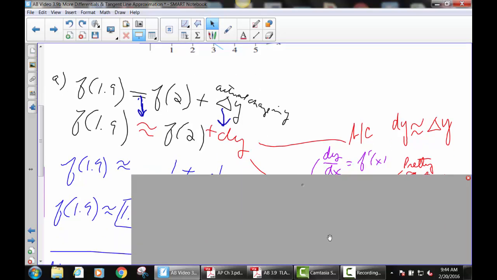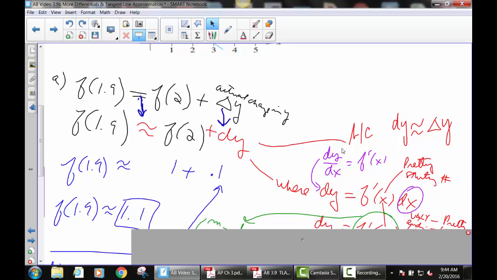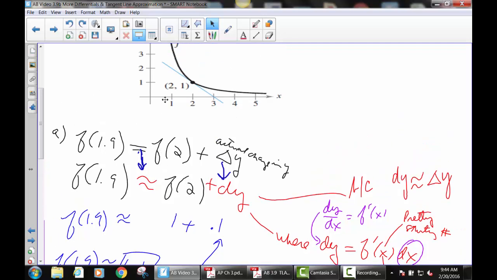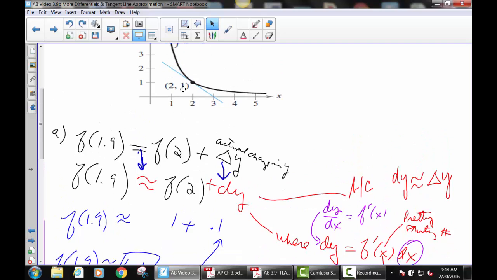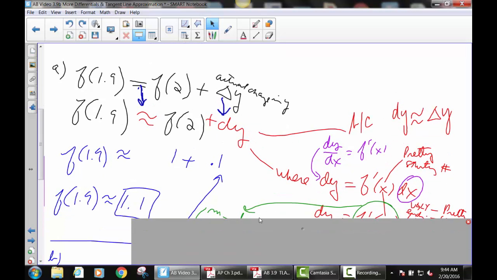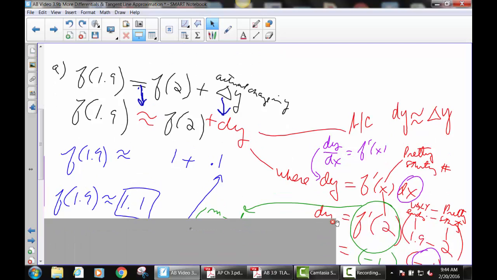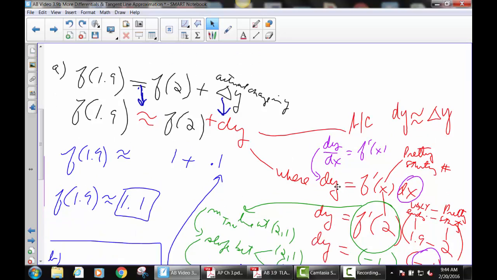Now, what is dx? If you remember on the right here, you find dy by finding f prime of x dx. And the 2, of course, is because that's the number it's closest to, plus it's the only number we have. So f of 2, as you can see, is 1, and then I'm going to go over here on the right to show you how I get that 0.1 for dy. So dy is f prime of x dx.